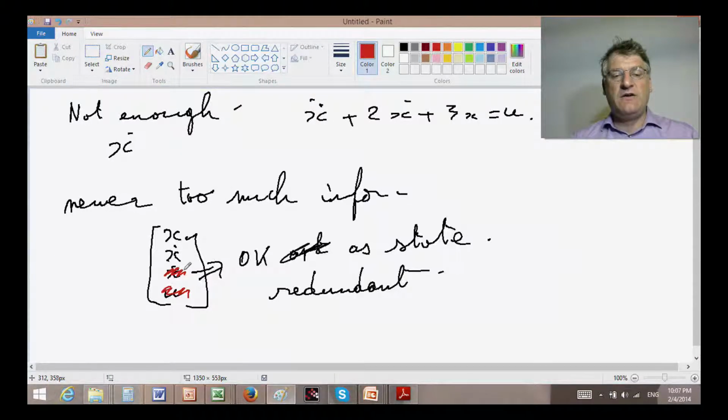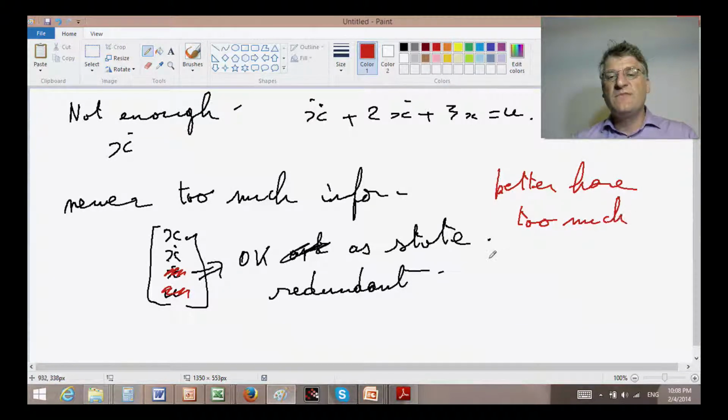This is a very important concept: states are never too much. And if you are hesitant about your state, better to have too much than not enough.